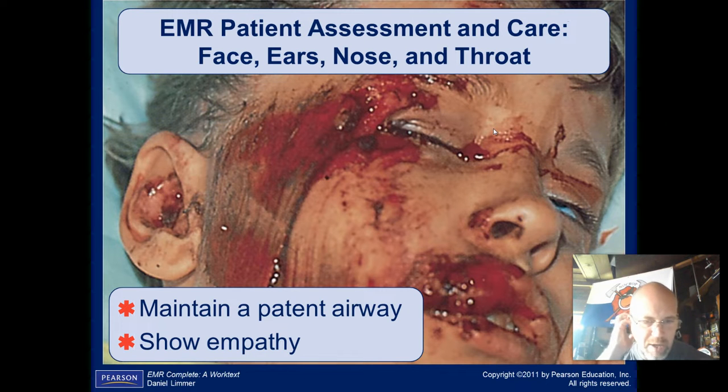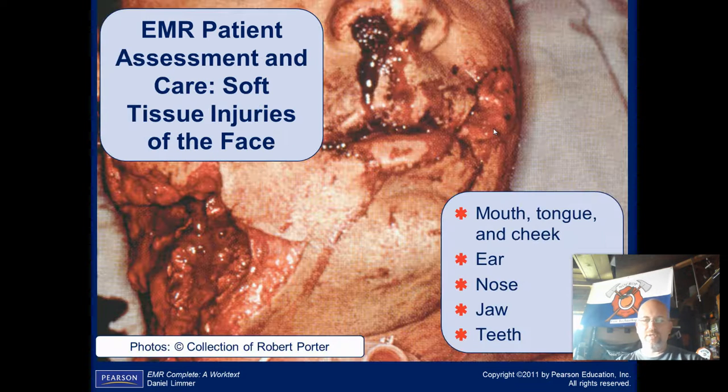Maintain a patient's open airway and show empathy. Whenever we have any facial injuries like this, airways are a priority, and they always are. But in this case, we really are concerned about their overall airway because of the bleeding and swelling that can happen in these areas. So we want to pay close attention to that. Soft tissue injuries to the face, mouth, tongue, and cheek, ear, nose, jaw, and teeth.